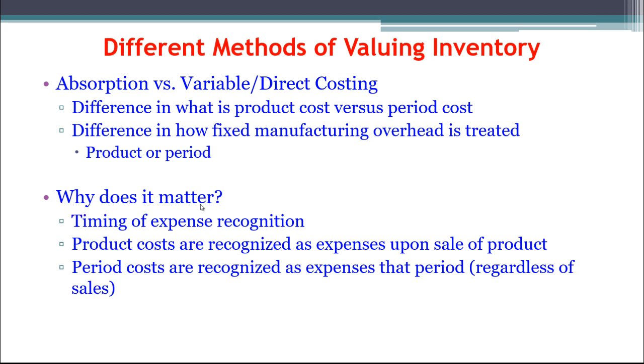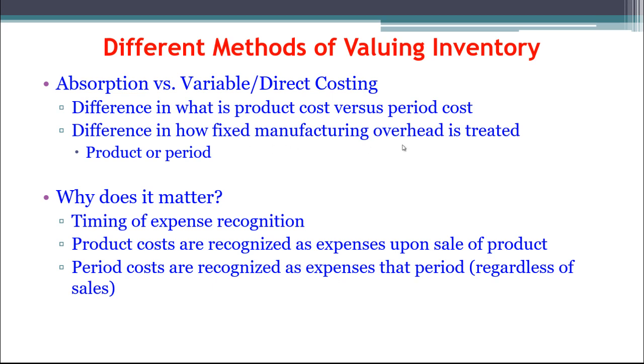So you may question, why does it matter which method we use? And it's all about when do we count something as an expense versus when do we tie something to an inventory unit and then defer it until that unit is sold, and then we can expense it. Product costs are recognized as expenses upon the sale of the product, which might be a year later. Period costs are recognized as expenses that period, even if we haven't sold the corresponding unit.